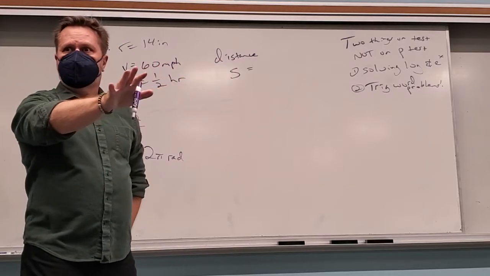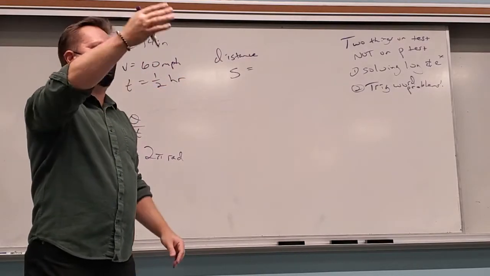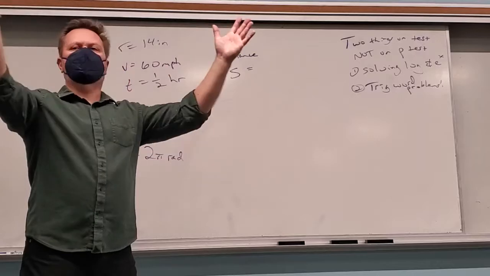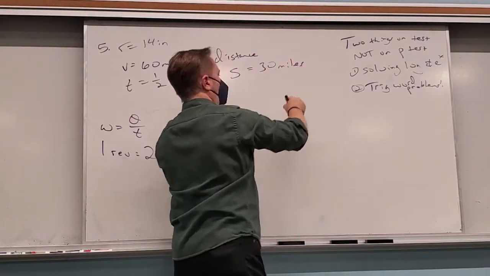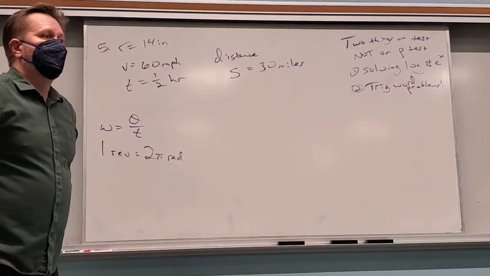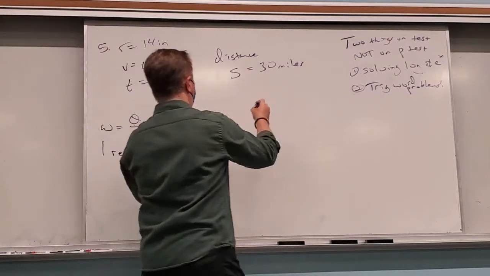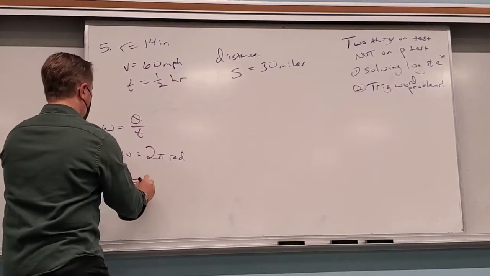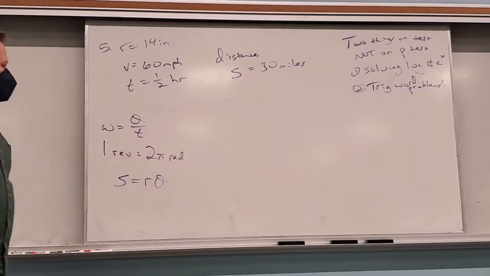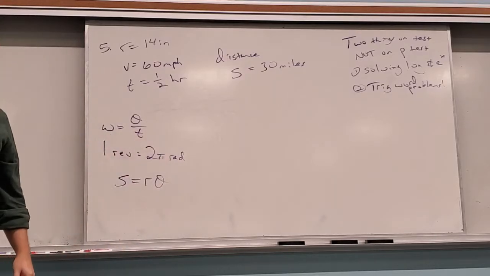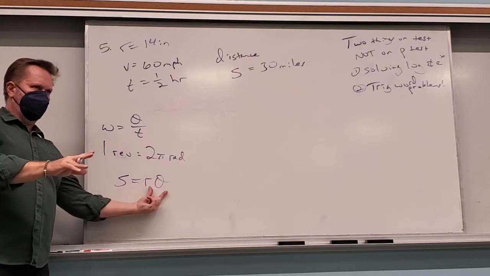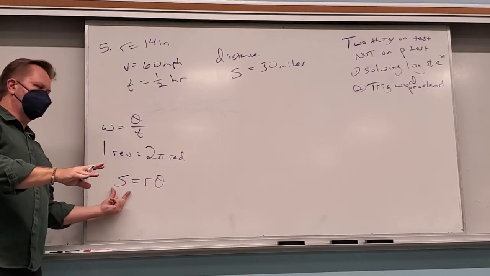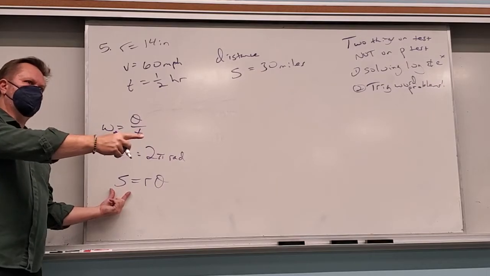Is everybody cool with that? That's an immediate thing we can do. Half an hour at 60 miles an hour, we went 30 miles. And that's R theta. Is S equals R theta? Yes, S equals R theta. Let's add that to our list of things that we know. Theta is the angular distance. I like that. S is the linear distance.